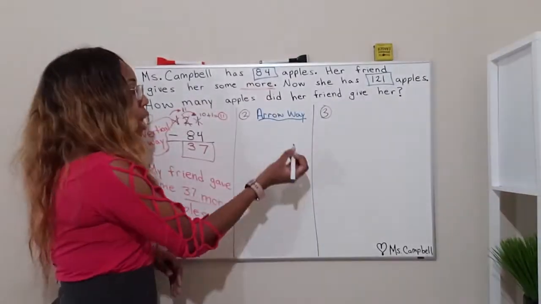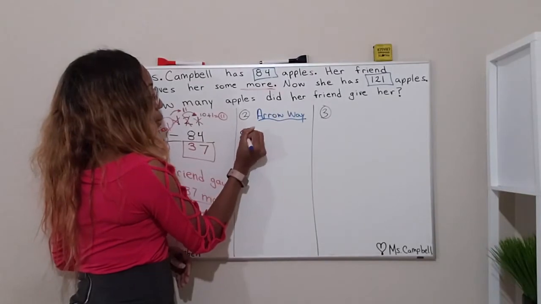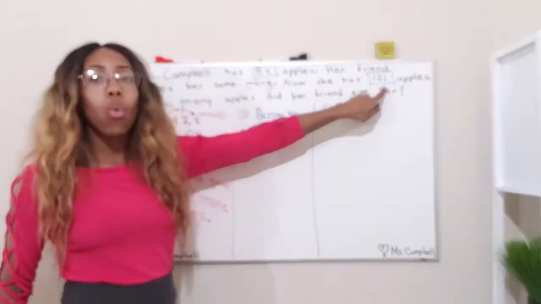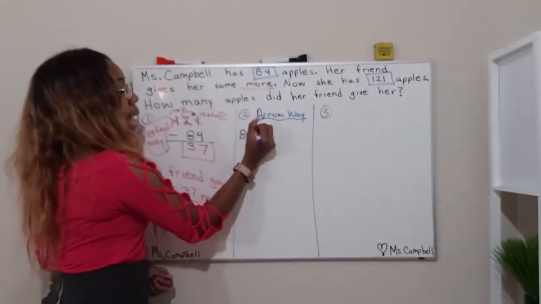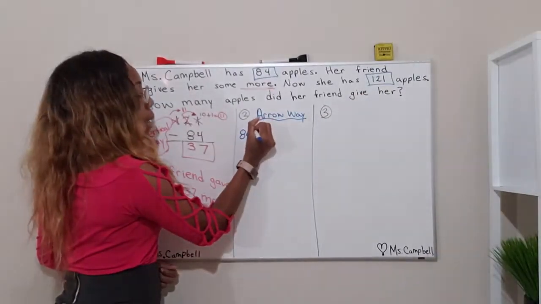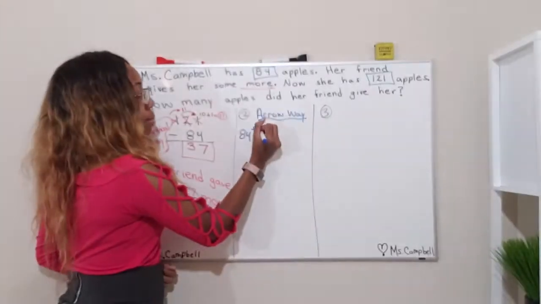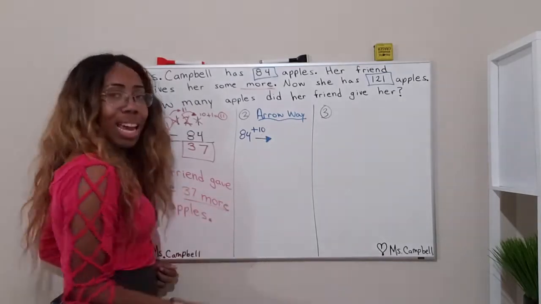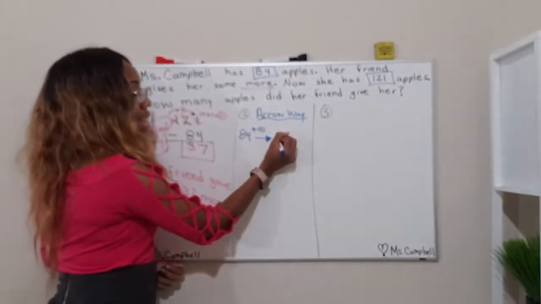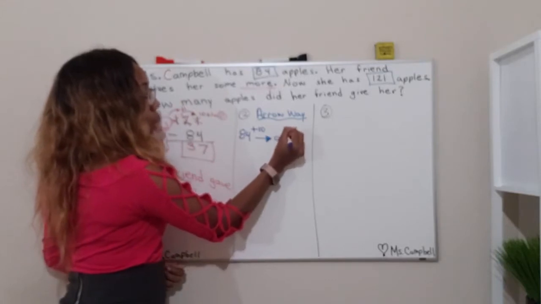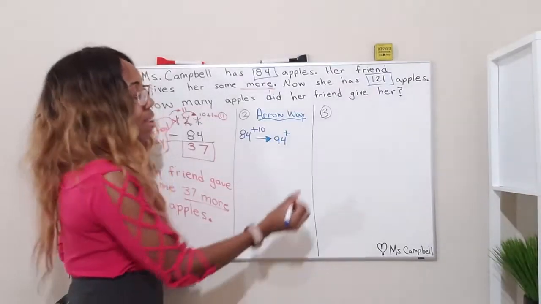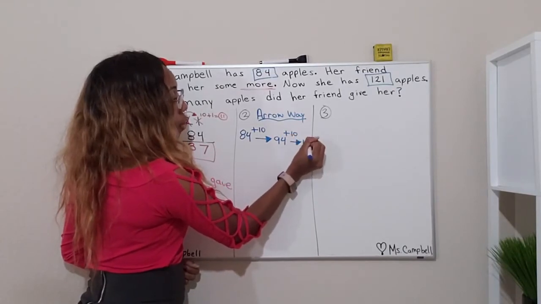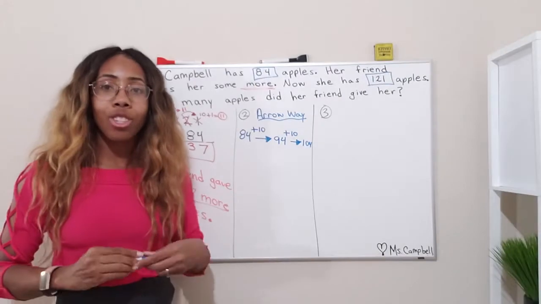Arrow way. Okay. I'm going to start at 84, and I'm going to go all the way up to 121. So I'm going to count by 10. So I'm going to say 84 plus 10. What's 84 plus 10? 94. And 10 more. 94 plus 10. What's 94 plus 10? 104.